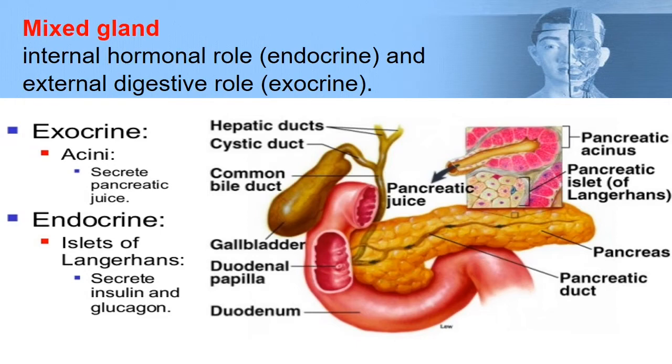Now, it is a mixed gland because it has an internal hormonal role, that is the endocrine gland, and an external digestive role, that is the exocrine gland. The exocrine part secretes the pancreatic juice, and the endocrine part has islets of Langerhans which secrete insulin as well as glucagon. Both hormones are secreted by the pancreas.